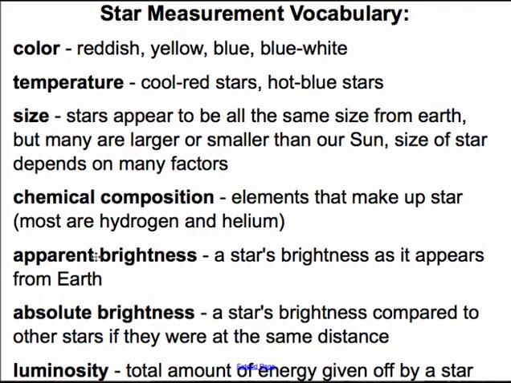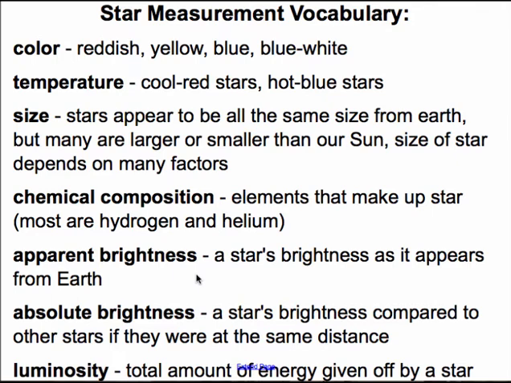There are two types of brightness, and they don't do this just to make it confusing, but it's a different way to describe stars. Brightness is one of the things that comes up quite a bit, and it's important that you know this. There's what's called the apparent brightness, and that is a star's brightness as it appears from Earth. So if we're looking up at the sky, we can categorize the stars based on how bright they appear to us. However, the absolute brightness is used a lot in astronomy, and that's the star's brightness compared to other stars if they were all at the same distance from Earth.